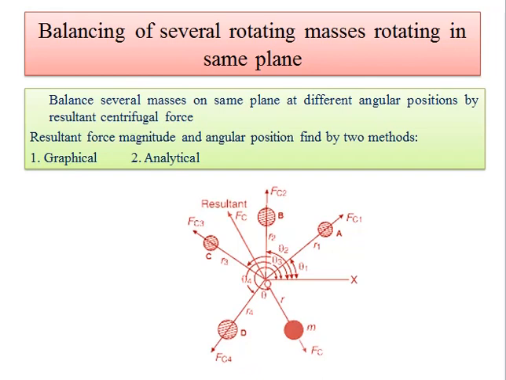Basically in this case all these masses are considered on the same plane, so we can find the resultant effect of all these unbalanced masses, that is, a resultant centrifugal force. We also find the angular position of this resultant force, and we put the mass at that angular position with the same magnitude. Again, to find the resultant force magnitude and its angular position, basically two methods we adopt, the graphical method or the analytical method.